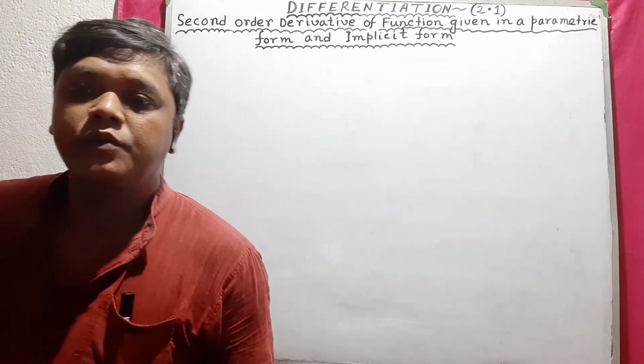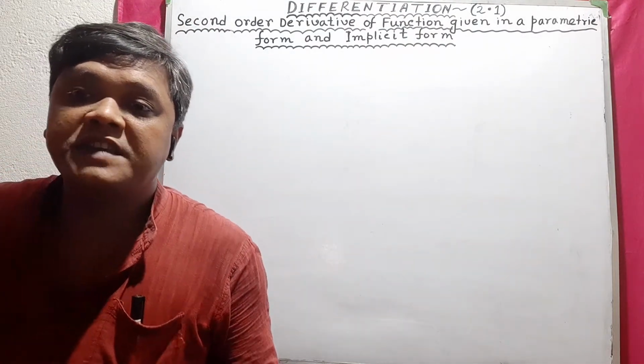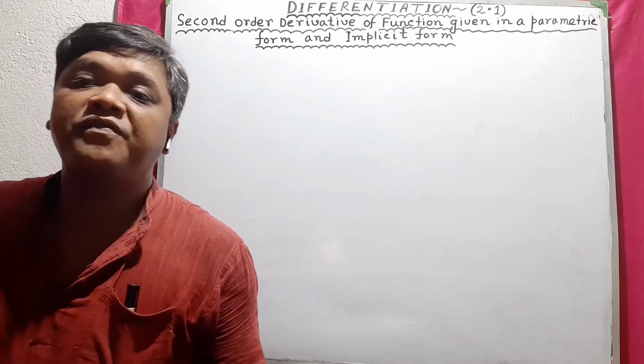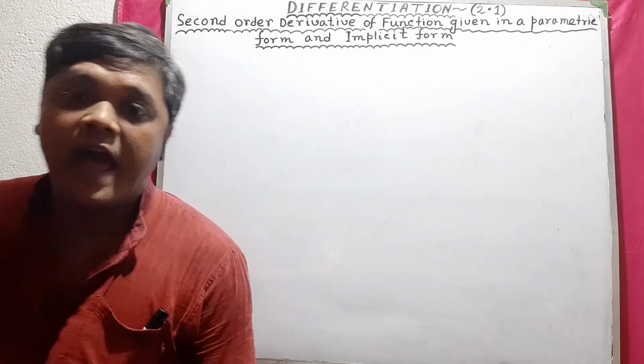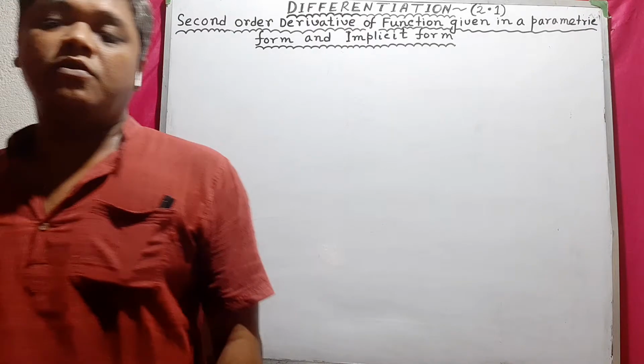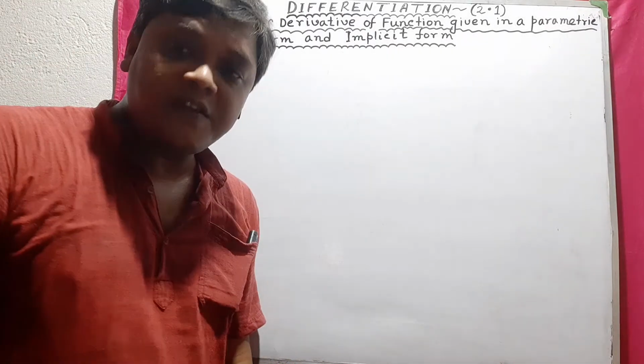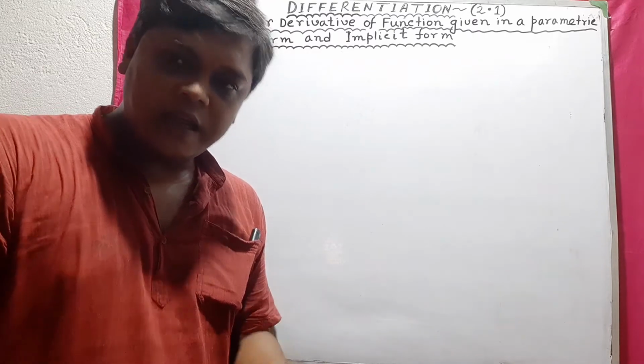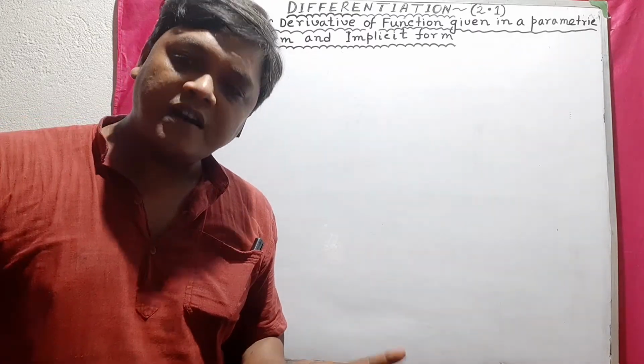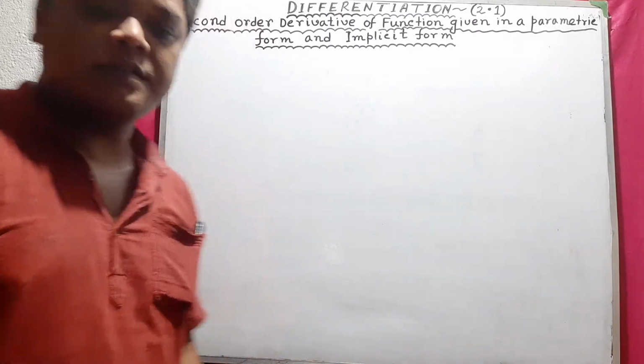In this part, we shall discuss the second order derivative of a parametric function as well as an implicit function. Okay. So, how to find the second order derivative if x equals a function of t and y equals a function of t? So, let us start.